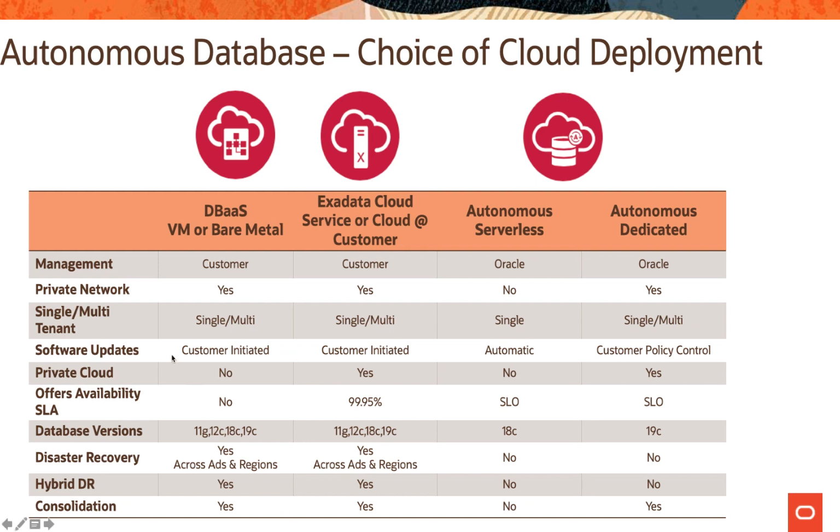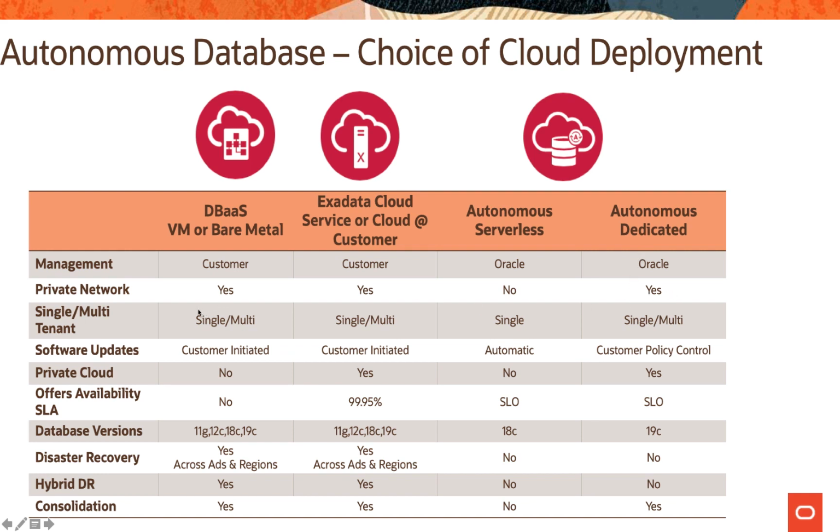So there are several options in terms of management. DBaaS, VM, or bare metal is managed by the customer. Exadata cloud service or cloud at customer is again customer controlled. Autonomous is controlled by Oracle, both serverless as well as dedicated. In terms of private network, you can have it on your bare metal or VMs, or even on Exadata cloud service or cloud at customer. You can deploy a database in a private network. In serverless, you don't have that scope, and in dedicated, you can still control them and databases within a private network.